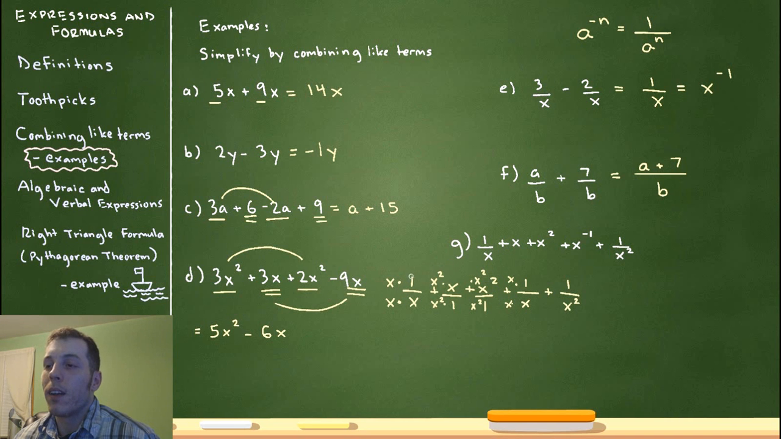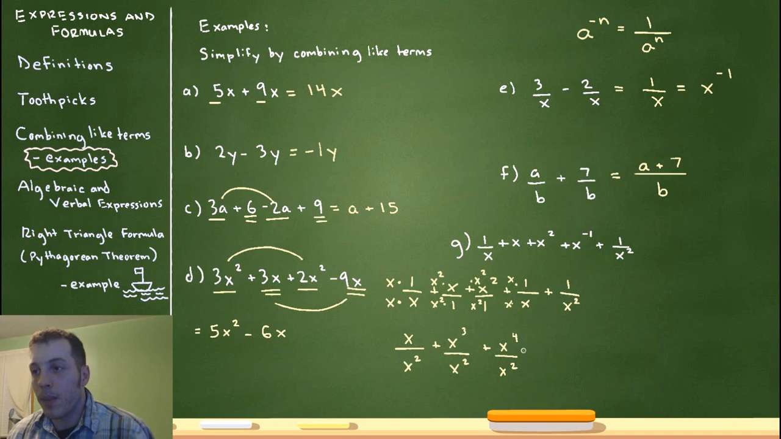Okay, let's continue this one, but this is going to be x over x squared, and this will be x squared times x, which is actually x cubed, and this is over x squared, and x squared times x squared is x to the 4th over x squared, and this will be x over x squared, and this is 1 over x squared.